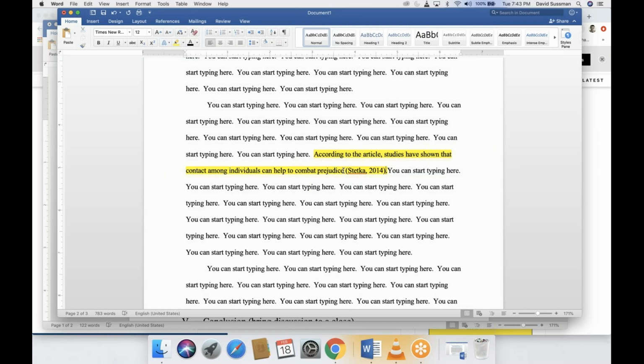You just need a name and a year. But if you quote directly, you need a name, a year, and a paragraph number. And you can either have it all come at the end, or you can split it up. This is probably the thing that confuses students the most, and I get it.